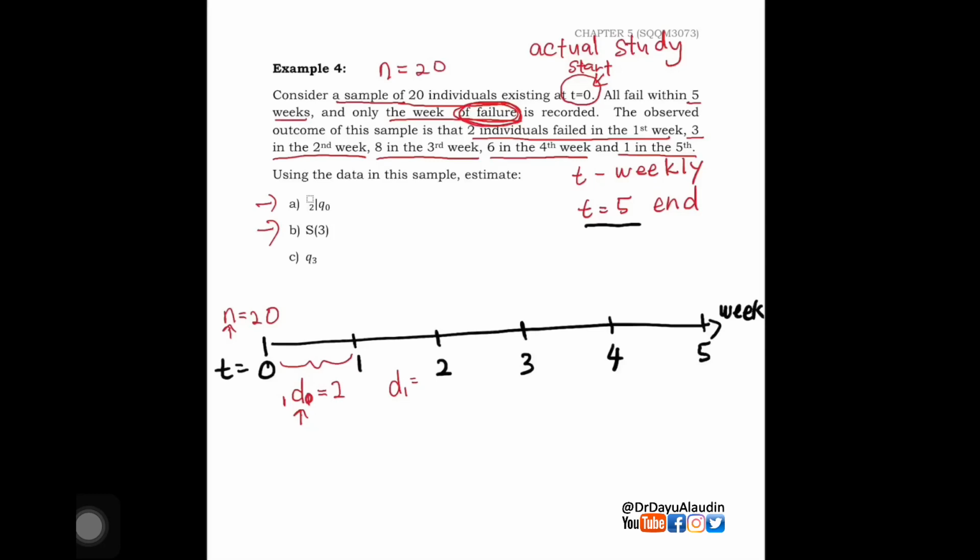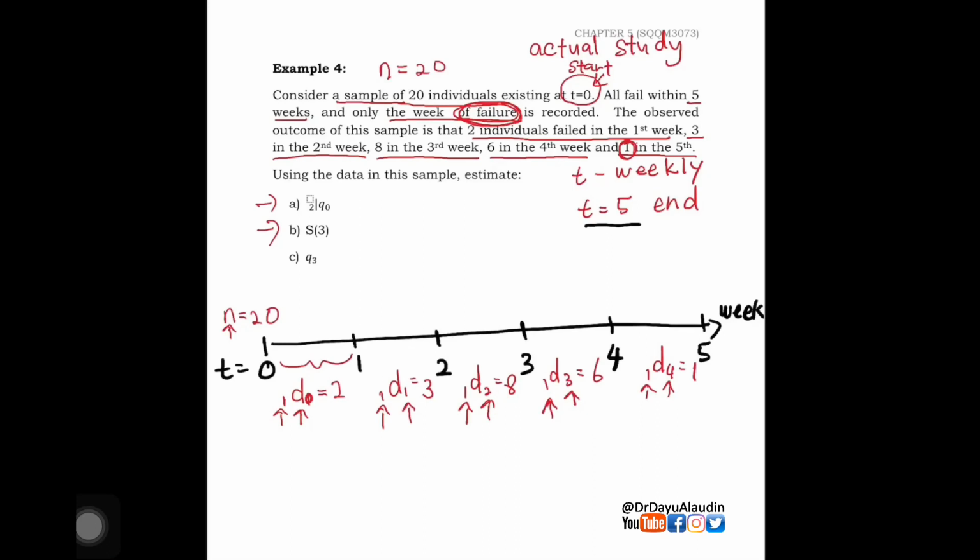D1 equal to second week, we have 3. D2 we have 8. D3 we have 6. D4 we have 1 die. So 1 individual dies in the 5th week, from D4 to D5. So actually in front here is all one interval.